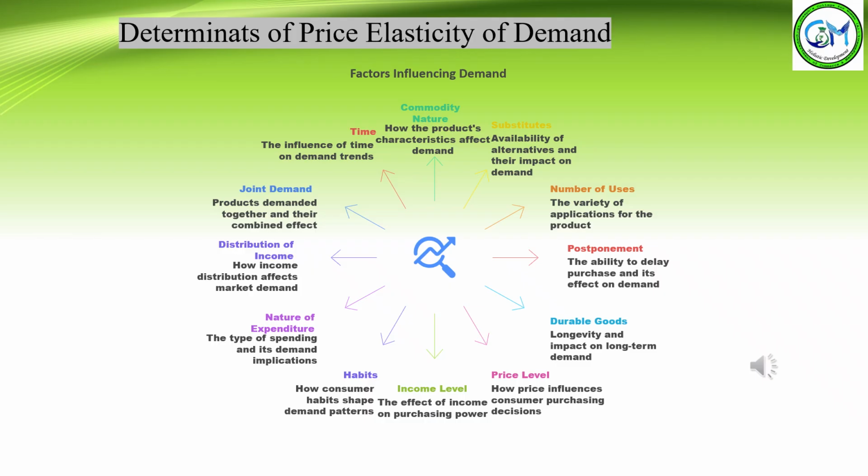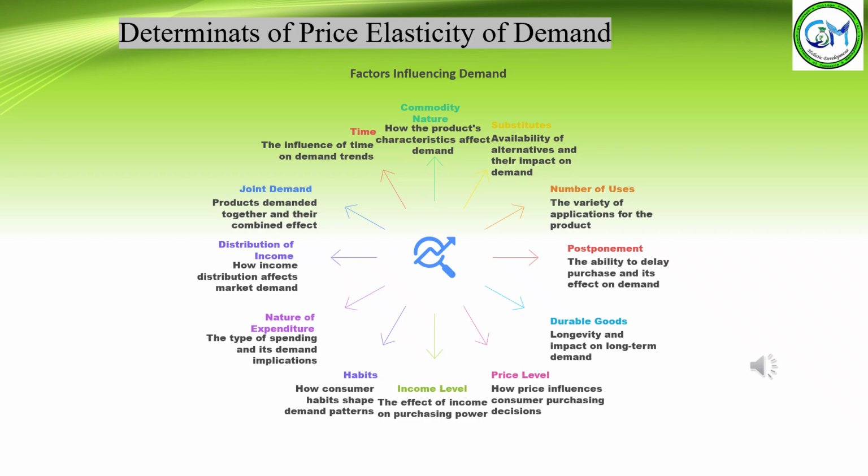Durable goods. Elasticity of demand is also influenced by the durability of goods. When the goods are durable, like TV, car, etc., the demand is inelastic, as the people do not buy more of these commodities when the price falls. Next one is price level. The demand is elastic for moderate prices but inelastic for lower and higher prices.